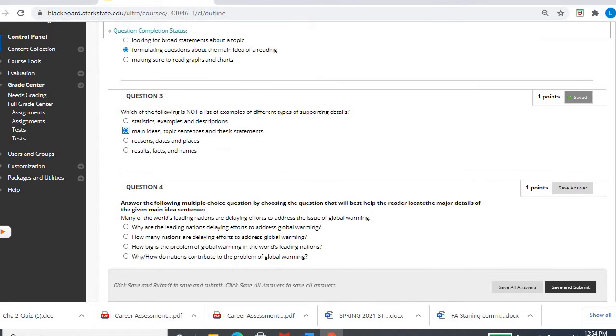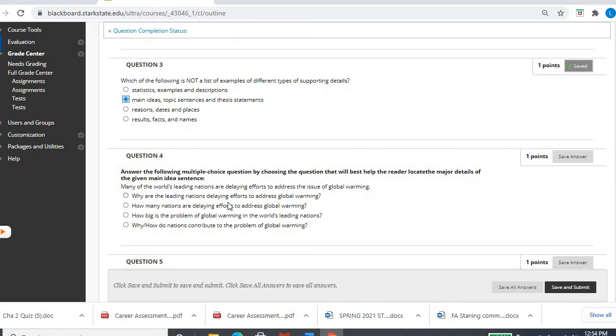Okay, question 4 says, look at this sentence right here, and how would we turn it into a question? How will we get the supporting details? So it says, many of the world's leading nations are delaying efforts to address the issue of global warming. So which one of these questions, if I take my sentence right here and turn it into a question, would help me find the major or the minor details of that particular sentence? So if I look, many of the world's leading nations are delaying efforts, I might ask, okay, well, why? Why are they delaying efforts? So that's a good question.